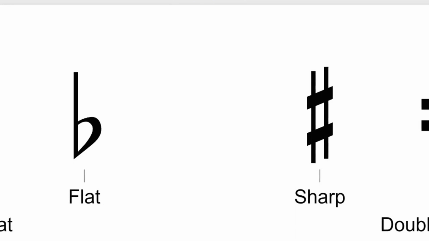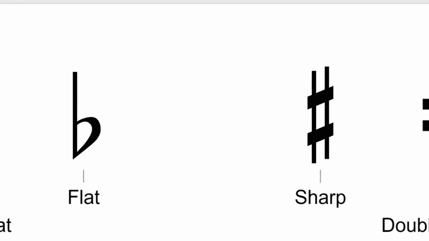Now, double flats and double sharps. A very simple explanation: you just double the position. You flat the note twice, or you sharp the note twice. So while flats and sharps alter a note by half a step, the double flats and double sharps alter a note by a whole step, which I just explained.